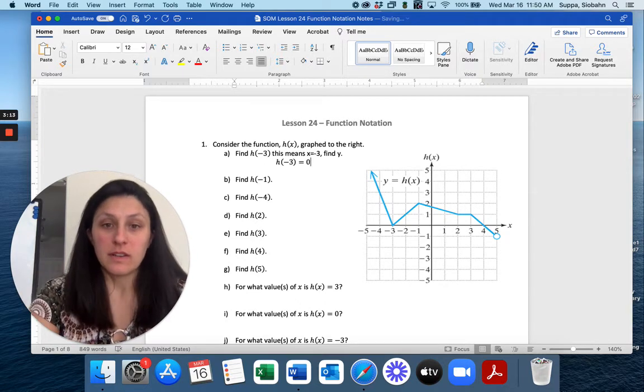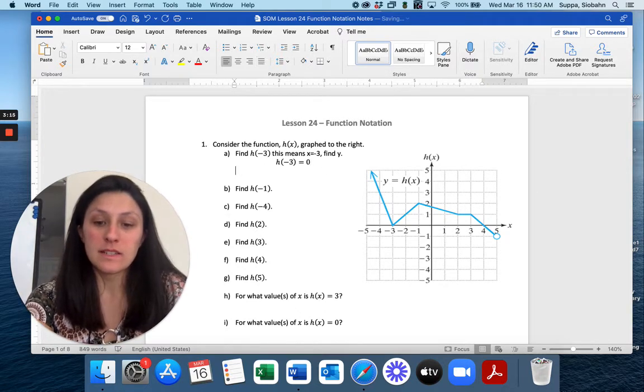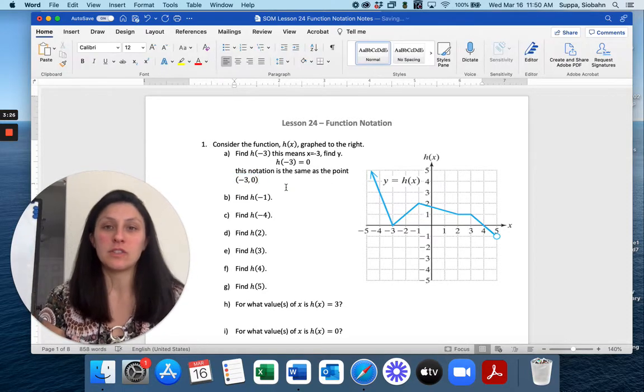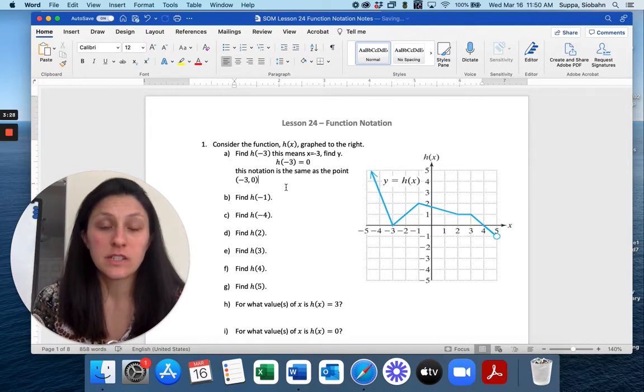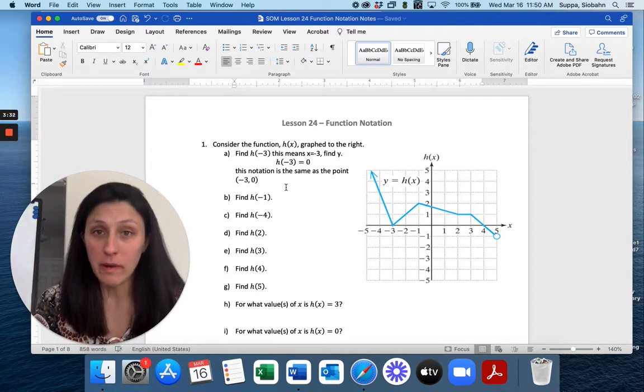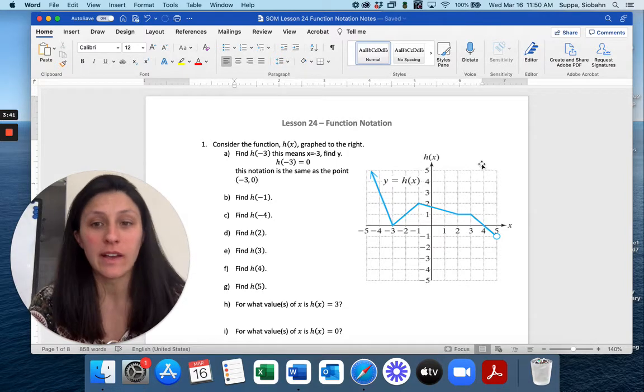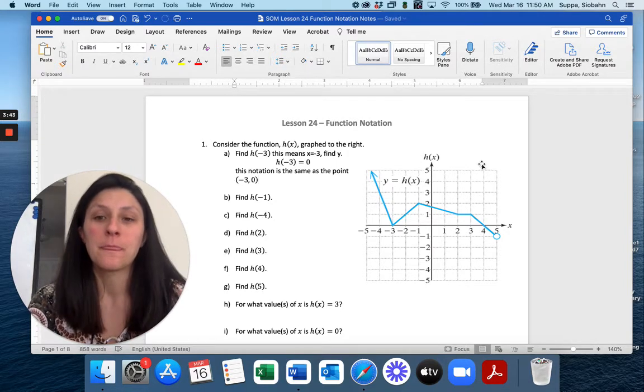And that's what you're doing. This notation is the same as the point -3, 0. So that's really what that means. You're just using a different type of notation to represent a coordinate point. Now, obviously, it's a little bit more powerful than that because I could use this notation to tell you that this whole graph is a function of x by calling it h of x or f of x, etc.